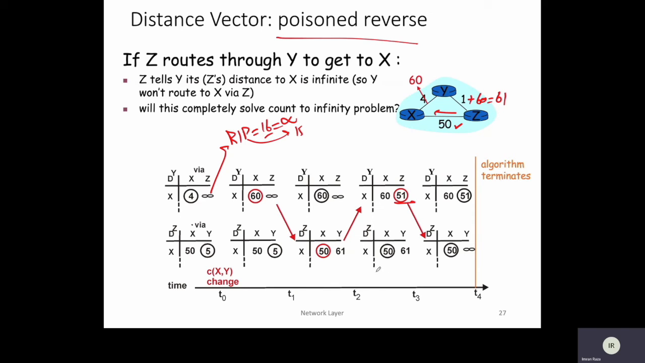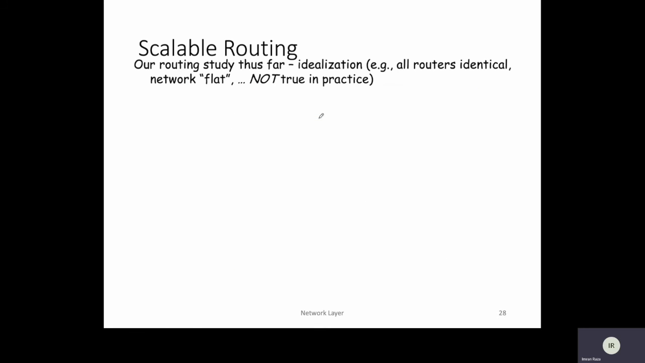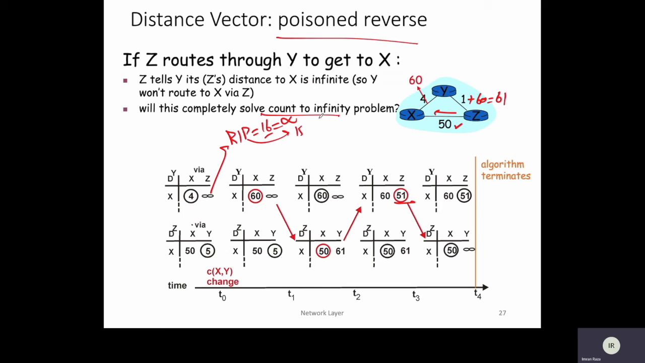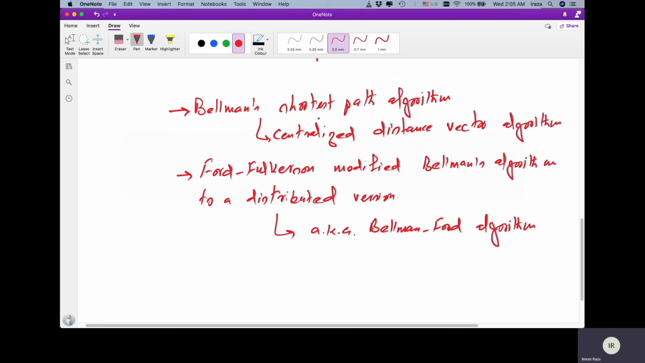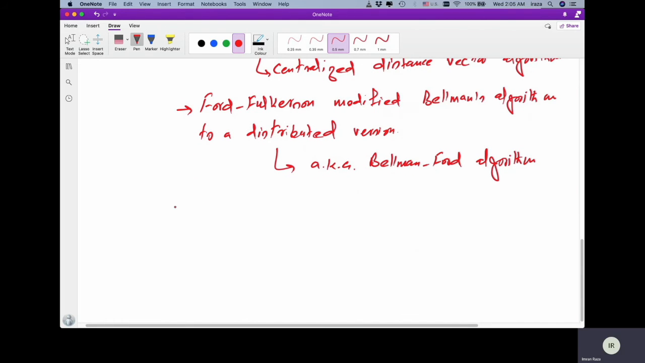So you can see, after 3 iterations the algorithm will converge if we poison the reverse path. Otherwise, because of the loop, we had this count to infinity problem where we have to do a lot of iterations in order to have the algorithm in a stable state. Before moving towards scalable routing and discussing the Border Gateway Protocol, let's talk about RIP that makes use of this distance vector routing algorithm.